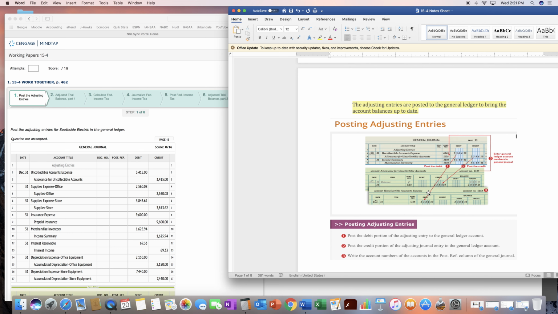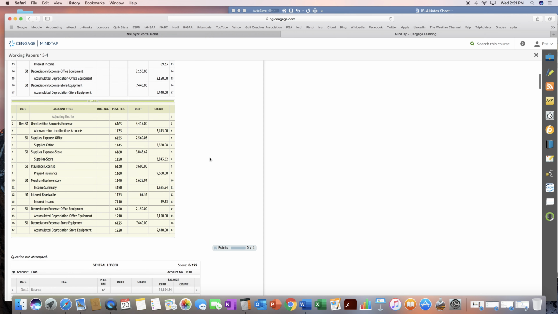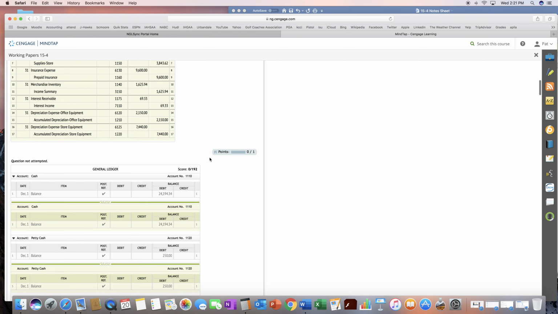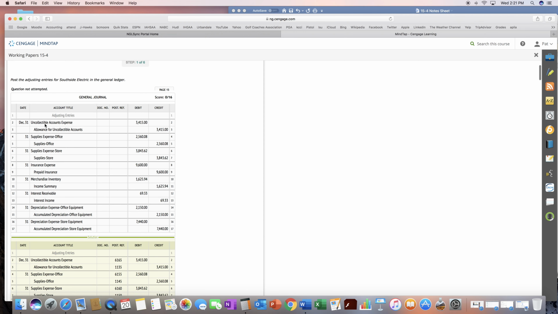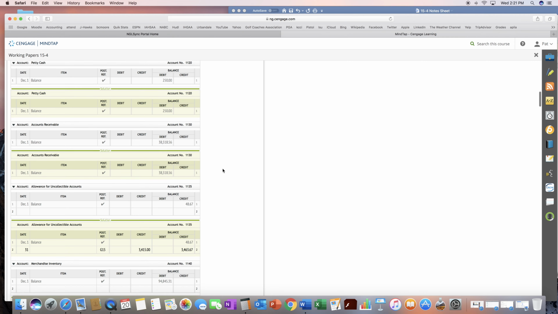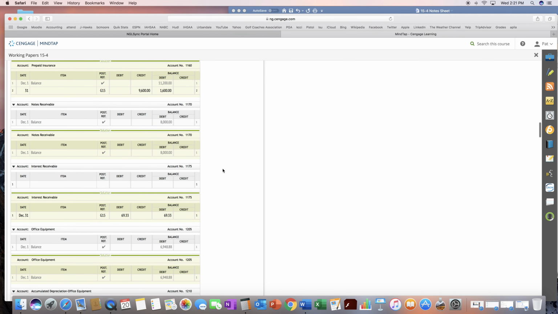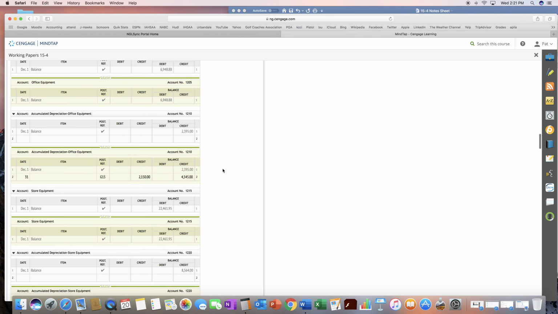So they talk about posting these adjusting entries. To save time on the video, I'm not going to show you every step of the way how to do that, but you would look up uncollectible accounts expense, right? You go down to wherever uncollectible accounts expense is. All the expenses are at the bottom.